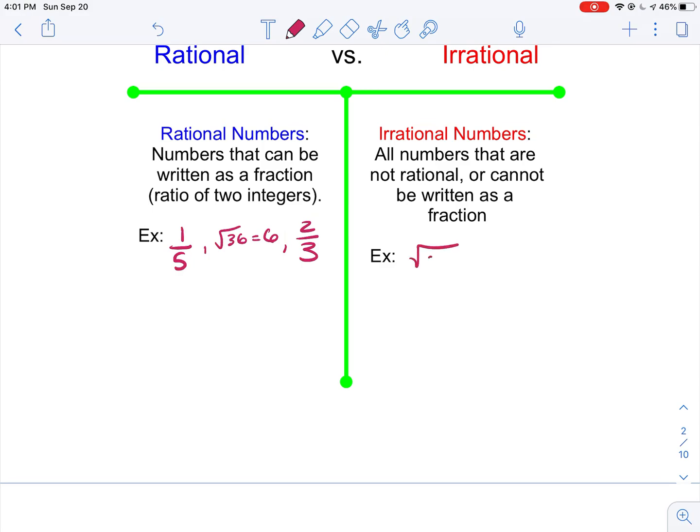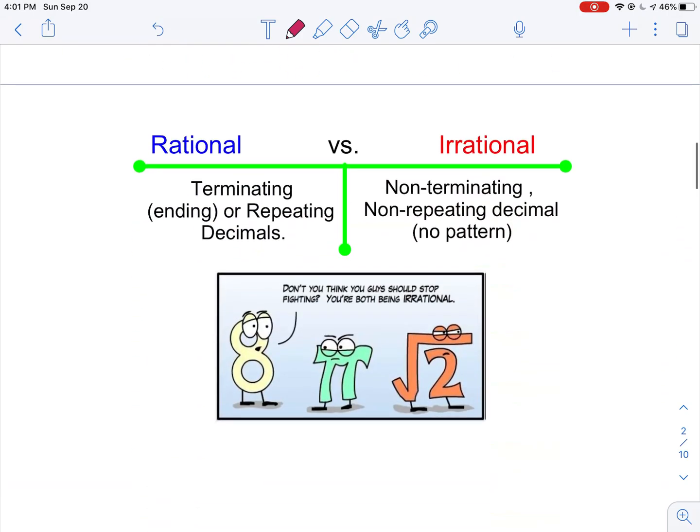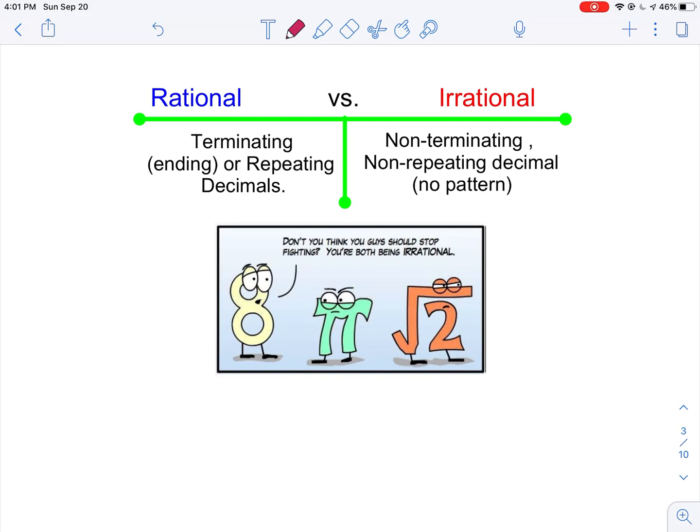Whereas numbers like radical 21, for instance, are numbers that cannot be written as a fraction, that are not rational. Now, famous irrational numbers that we should be aware of are things like pi, and hopefully we'll talk about the constant e later on in the year. Okay, and like I said, any radical whose number underneath is not a perfect square will give you an irrational number. Now in terms of decimals, rational numbers are terminating, meaning ending, or repeating decimals. Whereas irrational numbers are non-terminating, meaning they don't stop, and non-repeating, meaning there's no pattern.